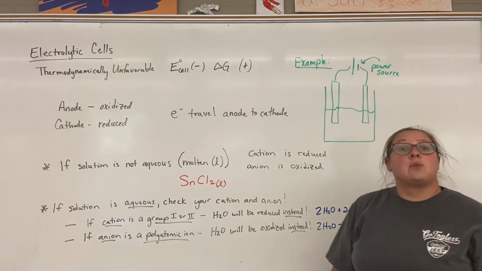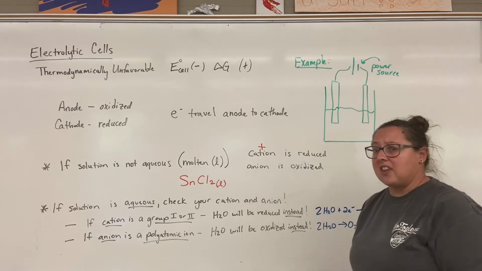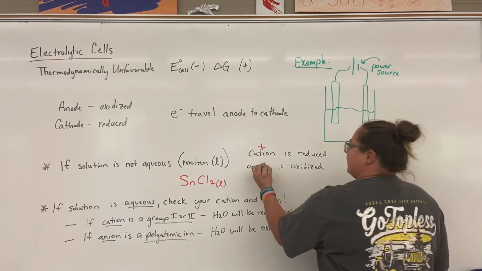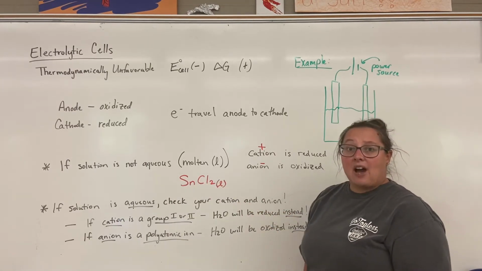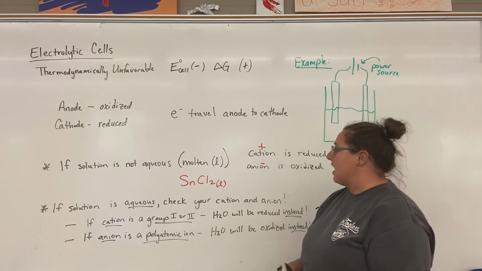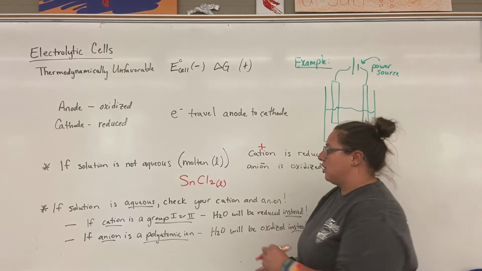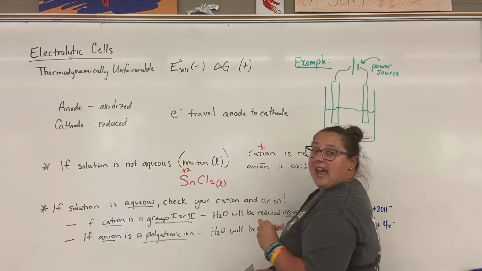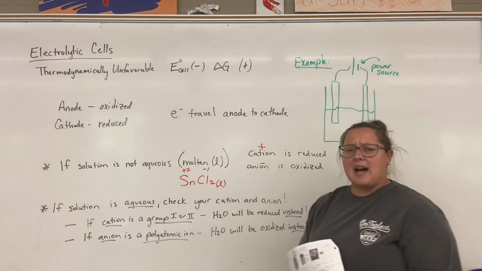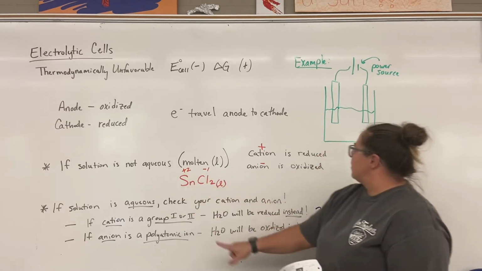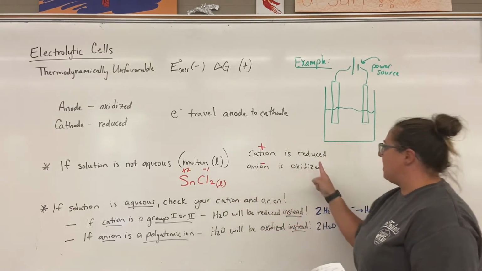So what is our cation? What is our anion? Our cation, remember, is the positively charged thing in the compound. Our anion is the negatively charged thing. So Sn is our positively charged thing, because if we look at the charges or the oxidation states, Sn is a 2+ oxidation state and Cl is a -1 oxidation state. So here's what's going to happen. He's my cation, so he's going to be reduced. He is my anion, so he is going to be oxidized.